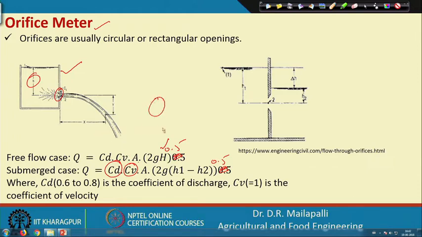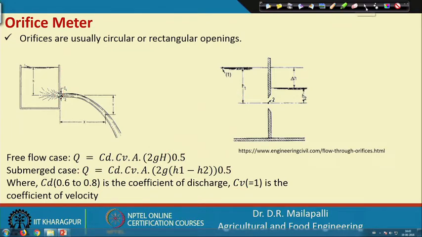If it is a circular hole, you will have area πd²/4. And if this is a submerged case, suppose this is H1 and submerged H2, so the difference is delta H. You can substitute delta H in place of H, and still find the discharge from the submerged orifice. CD values generally vary from 0.6 to 0.8, and CV, the correction factor, is mostly taken as 1 in case of open channel flows.